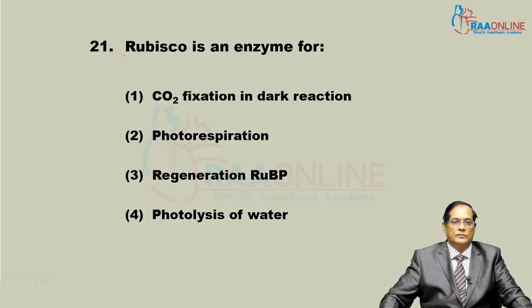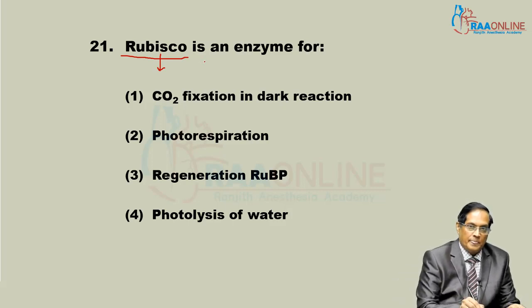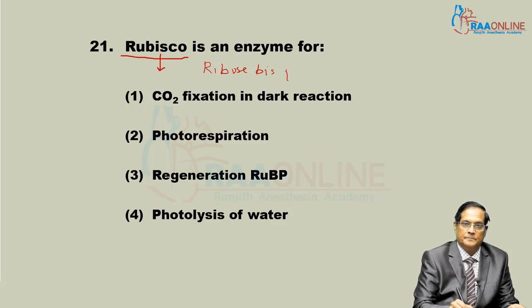Then Rubisco. Rubisco is an enzyme, better to say the most abundant enzyme on this globe, and its full form is ribulose bisphosphate carboxylase and oxygenase.